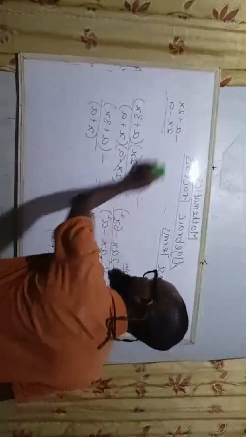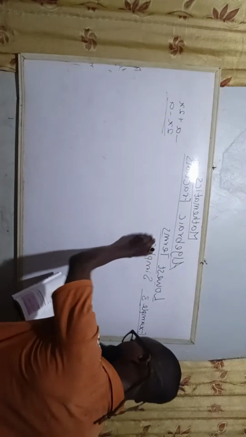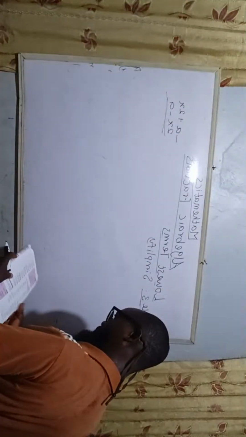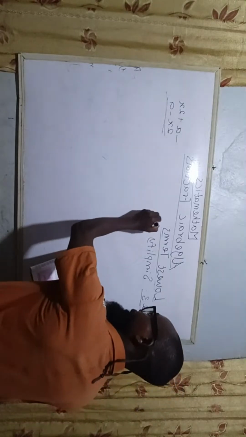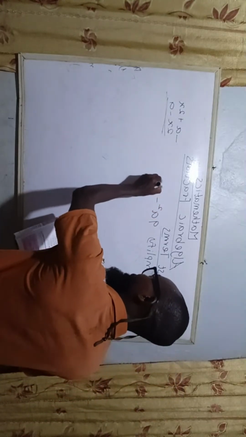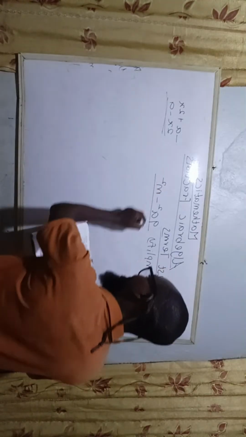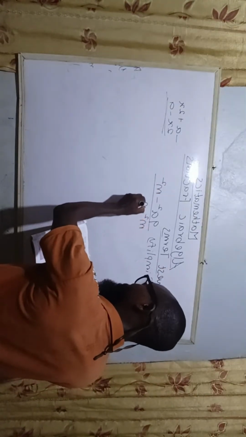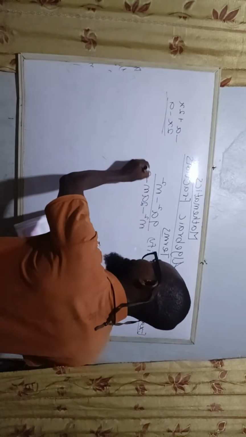Okay, let's check another example here. Let's check another example, example 3. Let's simplify (9a squared minus m squared) divided by (m squared minus 2am minus 3a squared). Now let's look at this question.